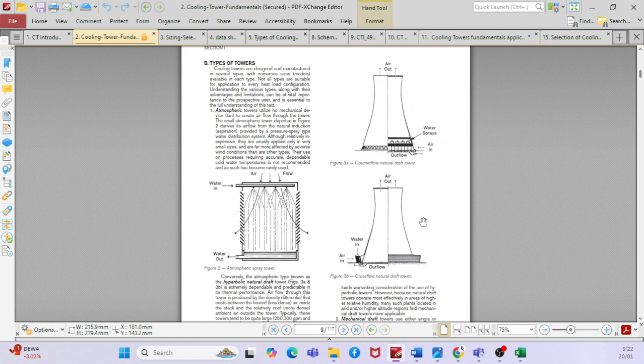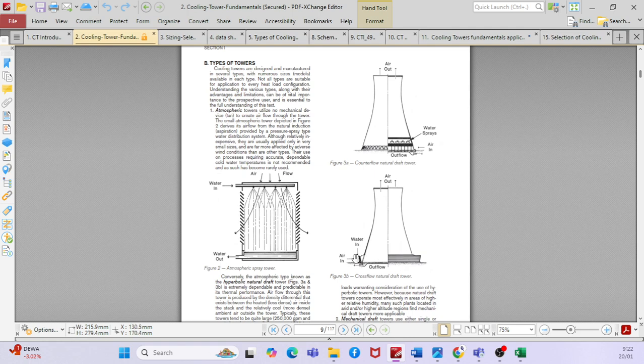I just wanted to understand: in the first example, the counterflow natural draft tower, you are giving time for the air to go all the way up naturally. But in this cross flow scenario, will the air not go up? Yes, it will be going.